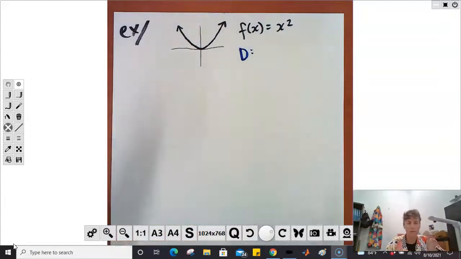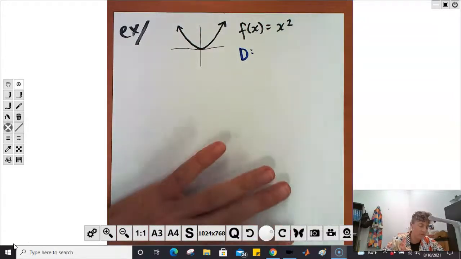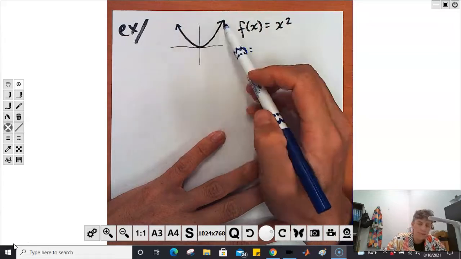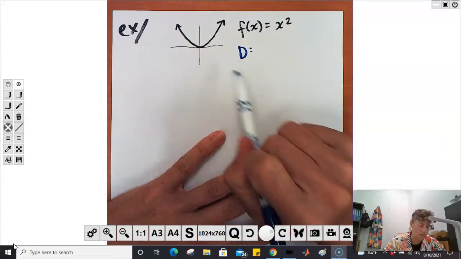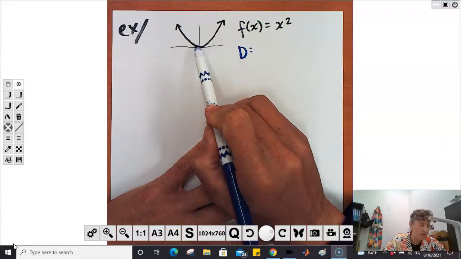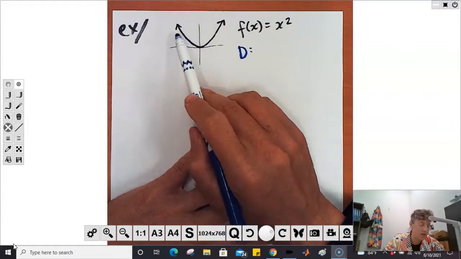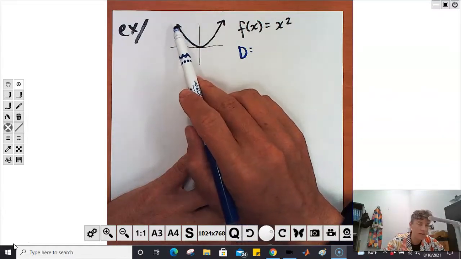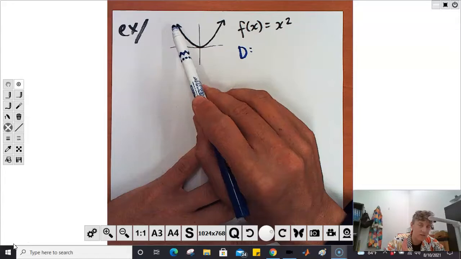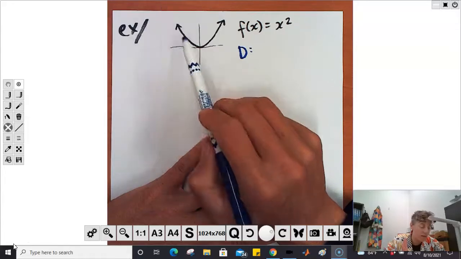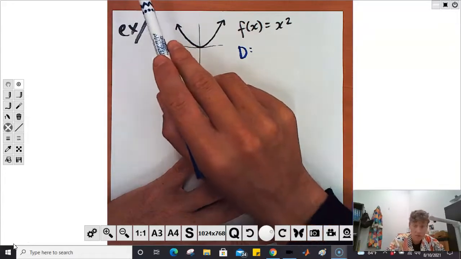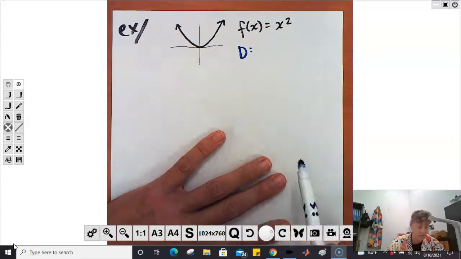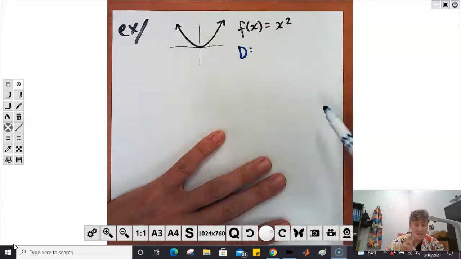Okay, domain of the function. How far left, how far right do we go? Well, remember these arrows mean they continue in this direction forever. So if we're trying to see how far to the left this graph goes, this arrow indicates it's going to continue in this direction forever. So as I go up, I keep going to the left forever. Never, never, never. What's the leftmost number?